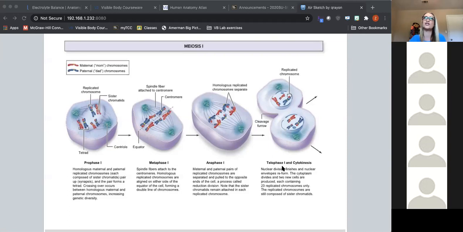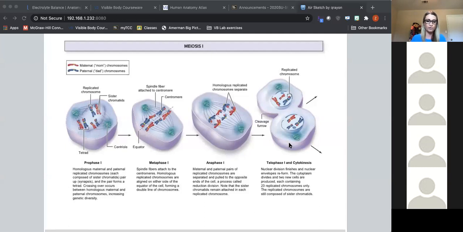Since this division is called reduction division, it actually consists of 2 separate division processes. One is called meiosis 1, and that is followed by meiosis 2. Because we have 2 division processes, the phases also have to contain either 1 or 2, so that we know whether we're talking about metaphase 1 or metaphase 2. The order of the phases is the same as in mitosis. We're just adding the 1 or 2 after the word.